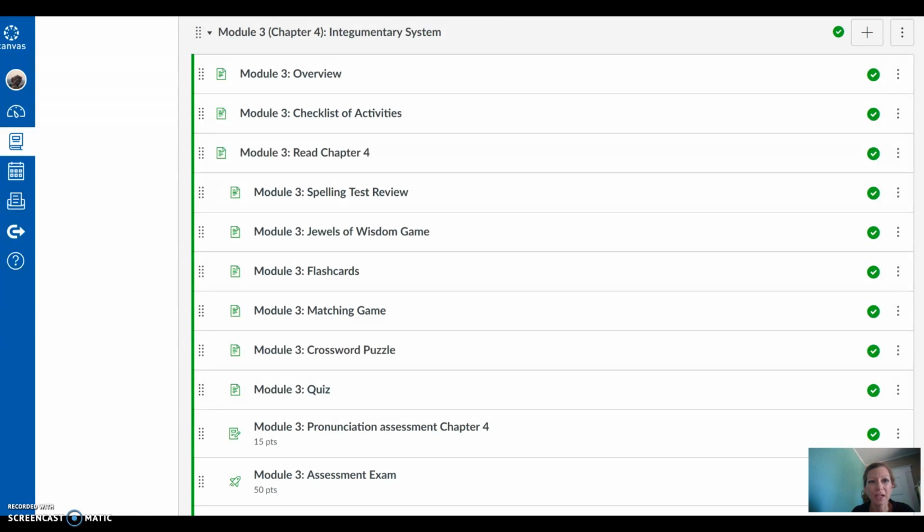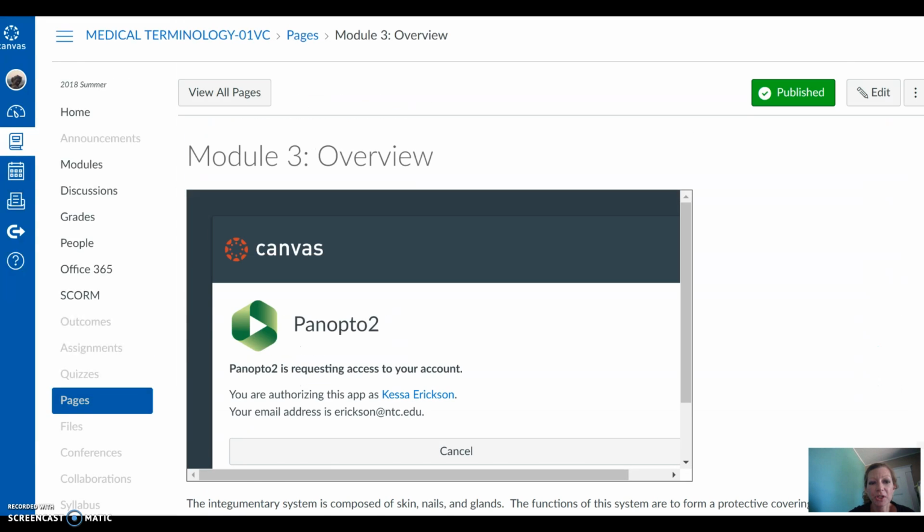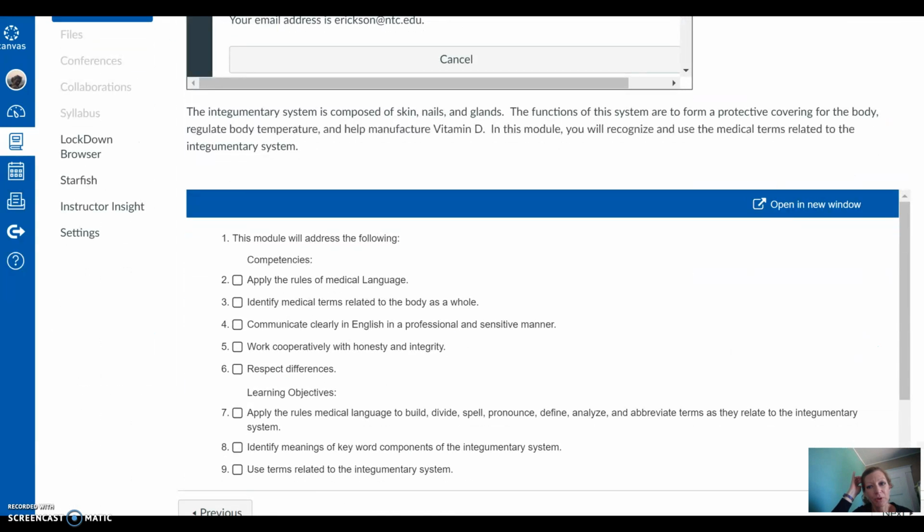Okay, Module 3. This is going to be the integumentary system, which is going to be Chapter 4 in your medical terminology book. So the things we're going to do for this chapter is learn about the integumentary system, which is skin, nails, and even glands.